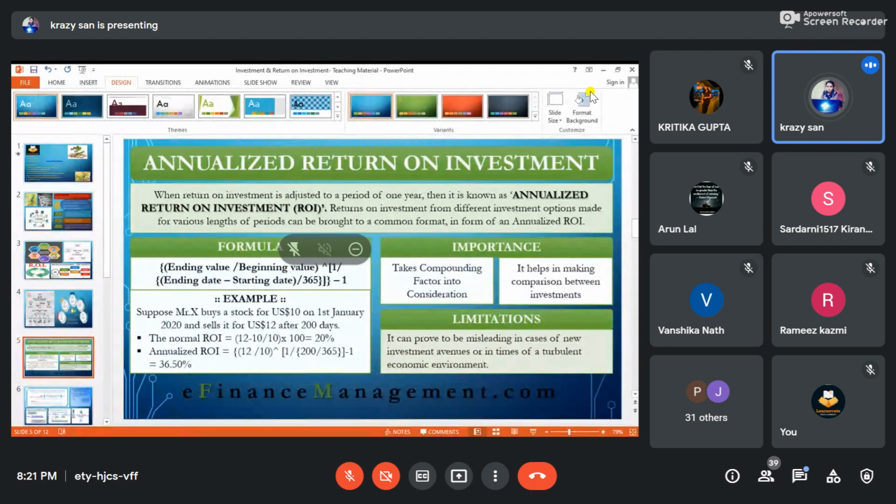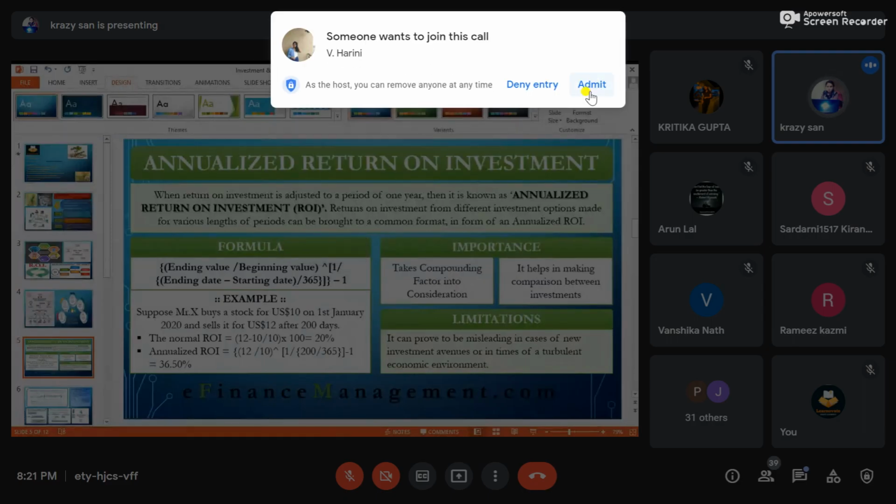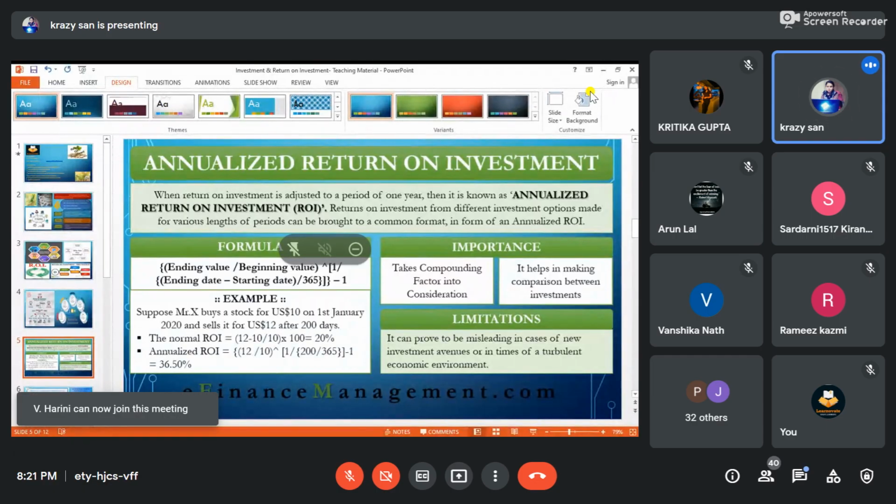So you see an example. Suppose Mr. X buys a stock for $10 on 1st January 2020 and sells it for $12 after 200 days. There are 365 days in a year and he held it for 200 days. So the normal ROI will be 12, the sale value, minus 10, the cost of the stock, divided by 10 and multiplied by 100. It is 20% normal ROI.